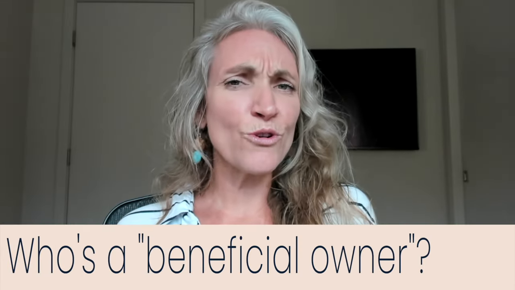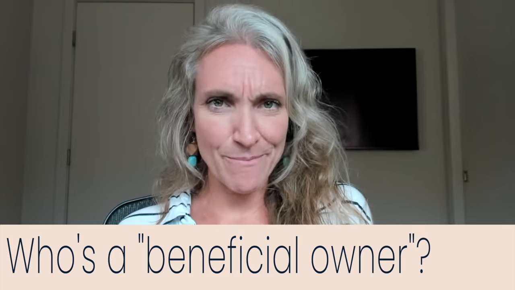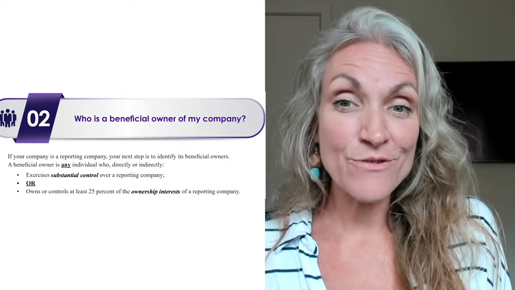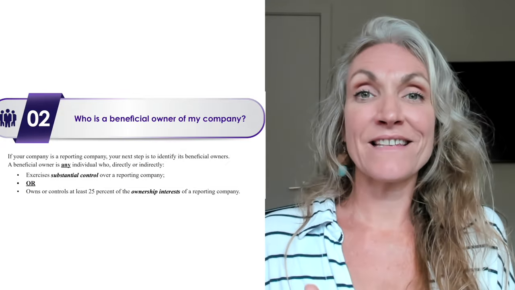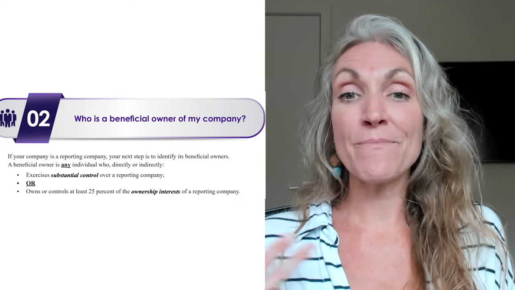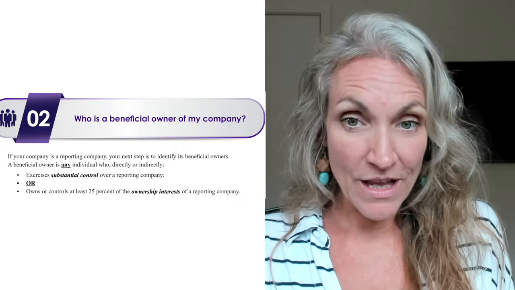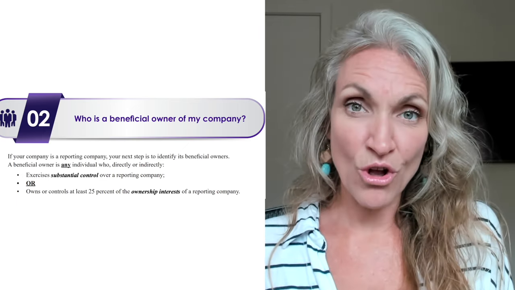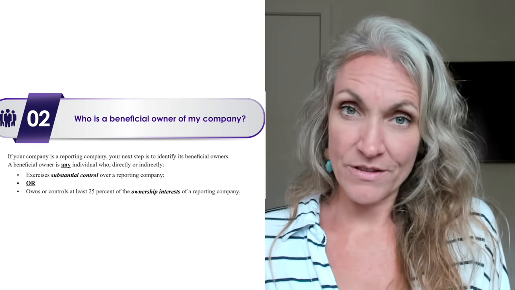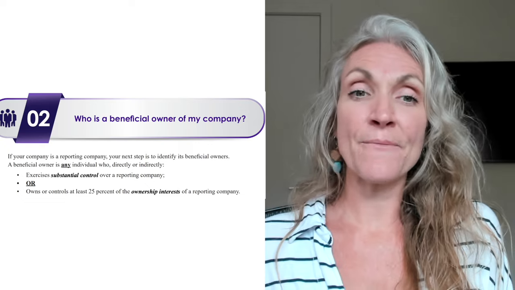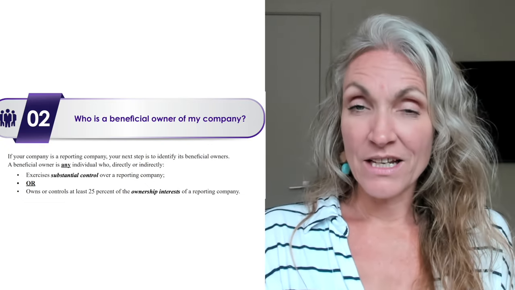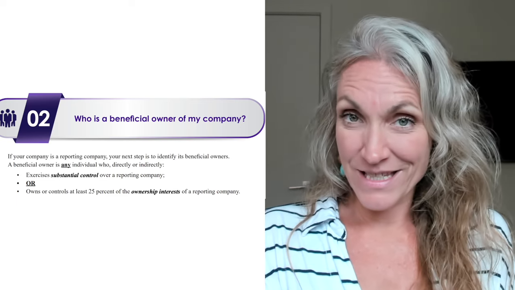So what is the rule for this beneficial ownership in FinCEN? How do you determine who's a beneficial owner? After you determine that your business is a reporting entity, you need to identify the beneficial owners. And a beneficial owner is anyone who, one, has substantial control over the business, regardless of if they're a technical owner or not, or two, who owns at least 25% of the ownership interest in the business.